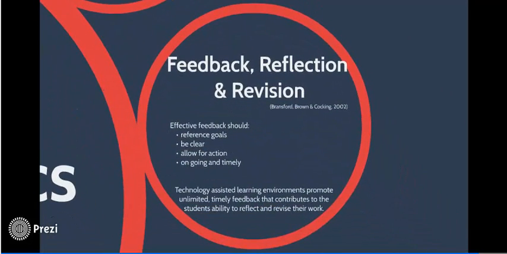Feedback, reflection, and revision. Technology allows for faster communication and feedback with students during the learning process. Effective feedback should reference goals, be clear, allow for action, and be ongoing and timely. Technology-assisted learning environments promote unlimited, timely feedback that contributes to the student's ability to reflect and revise upon their work.